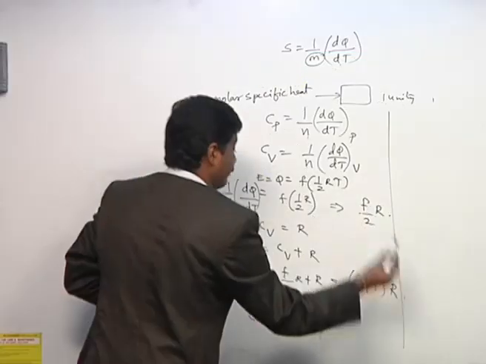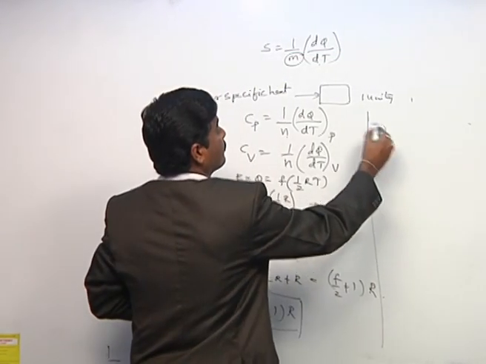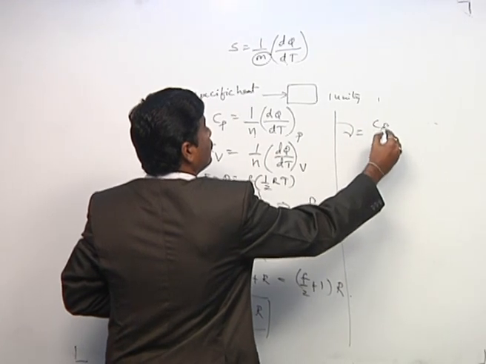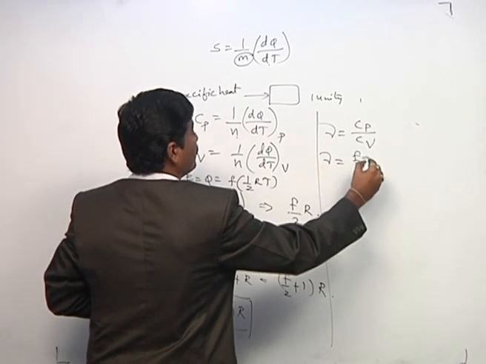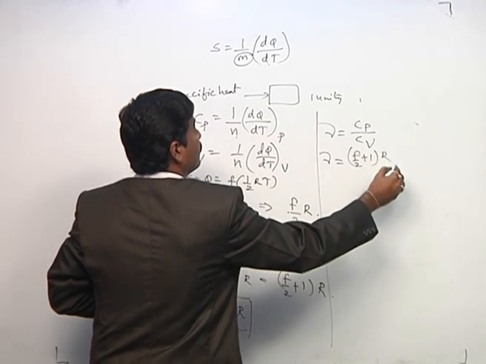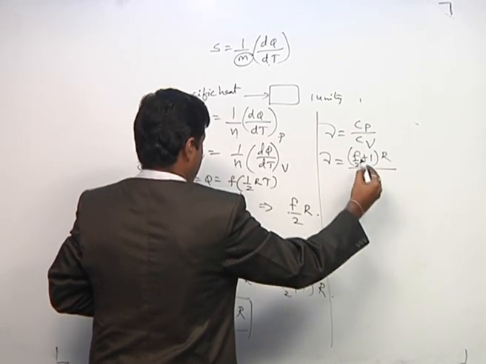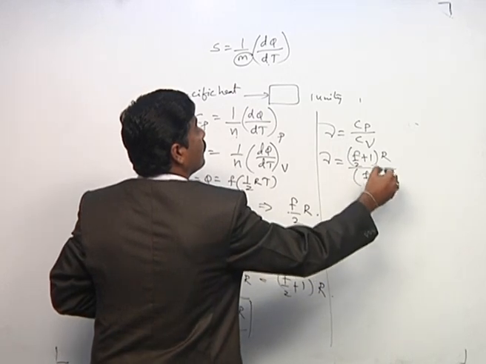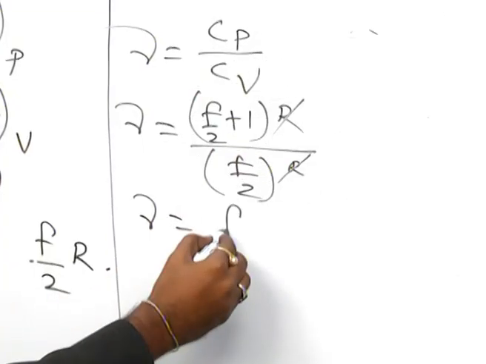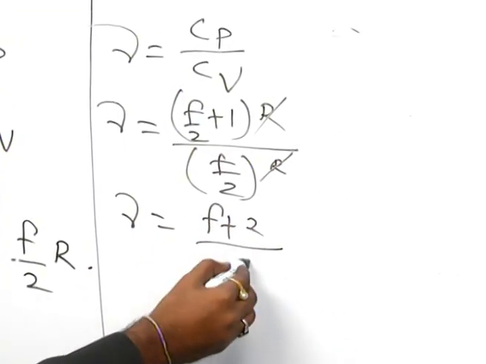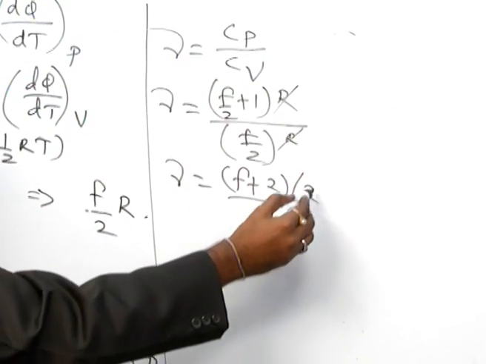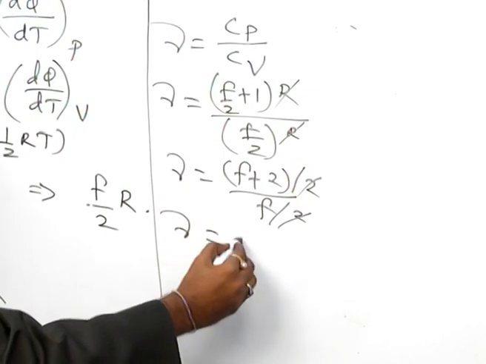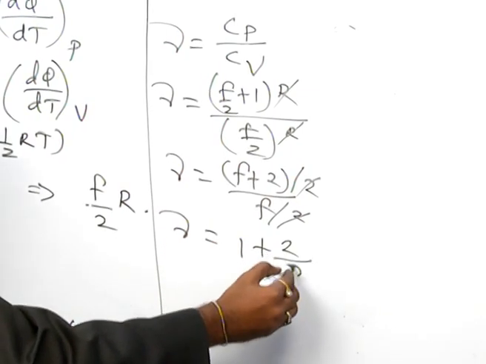Then we are taking another constant, that is gamma. This is equal to Cp by Cv. This is (F by 2 plus 1) into R by (F by 2) into R. R gets cancelled. Gamma is equal to (F plus 2) by F. Again, this is divided by 2 and this is also divided by 2. That gets cancelled. Gamma is equal to 1 plus 2 by F.